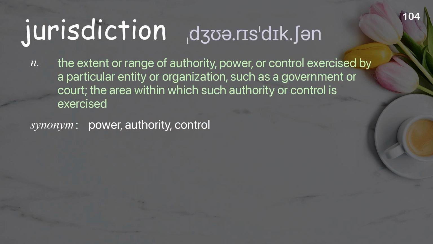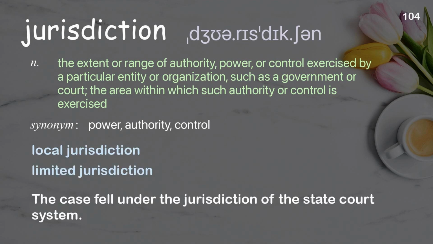Jurisdiction. The extent or range of authority, power, or control exercised by a particular entity or organization, such as a government or court, the area within which such authority or control is exercised. Examples. Local jurisdiction. Limited jurisdiction. The case fell under the jurisdiction of the state court system.